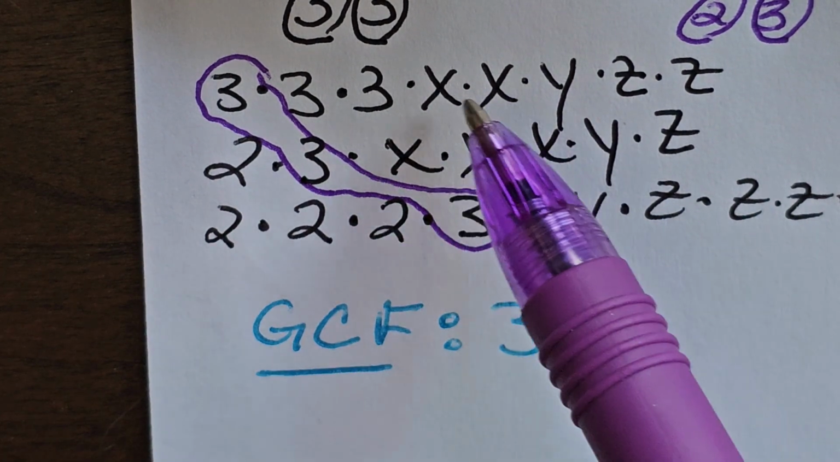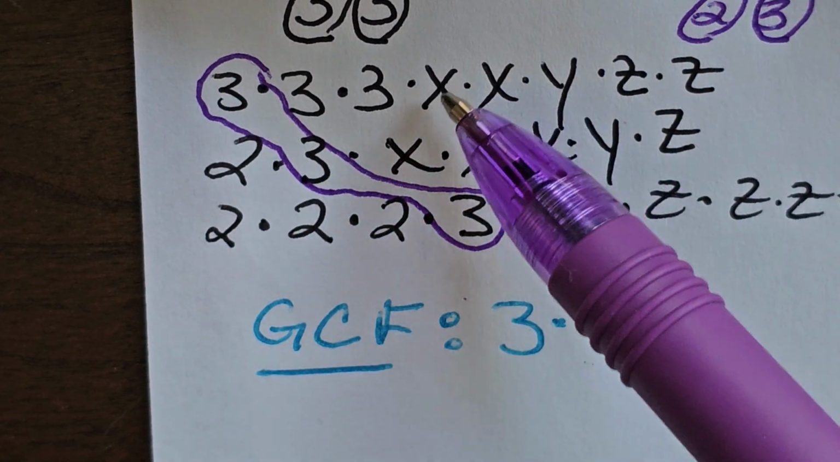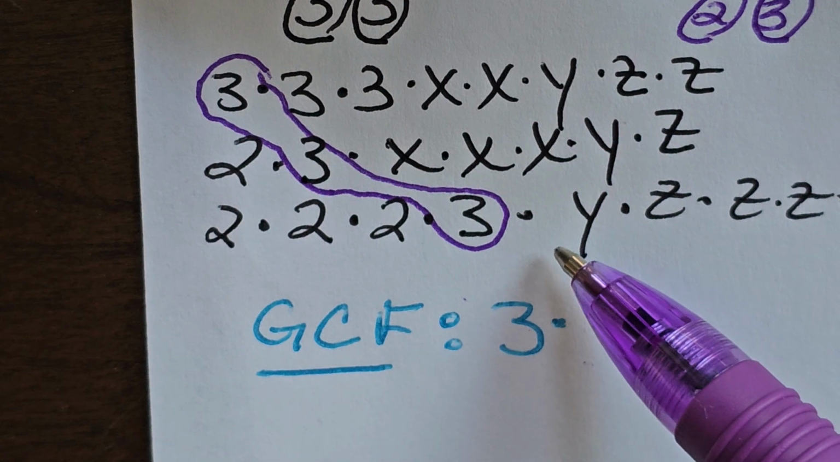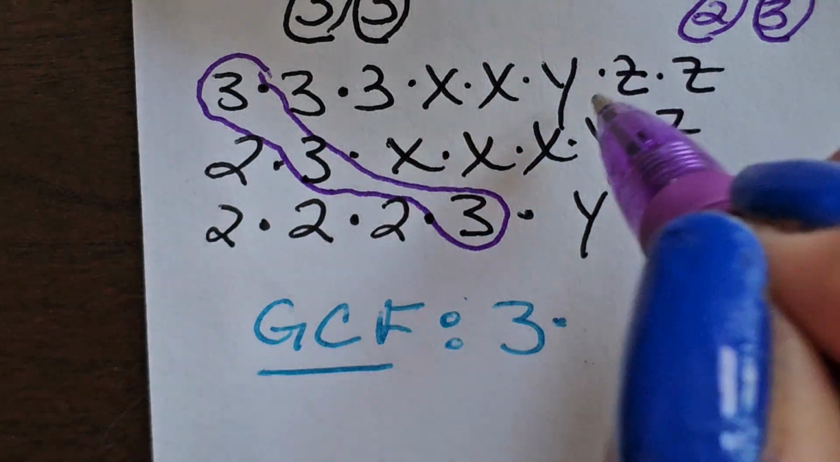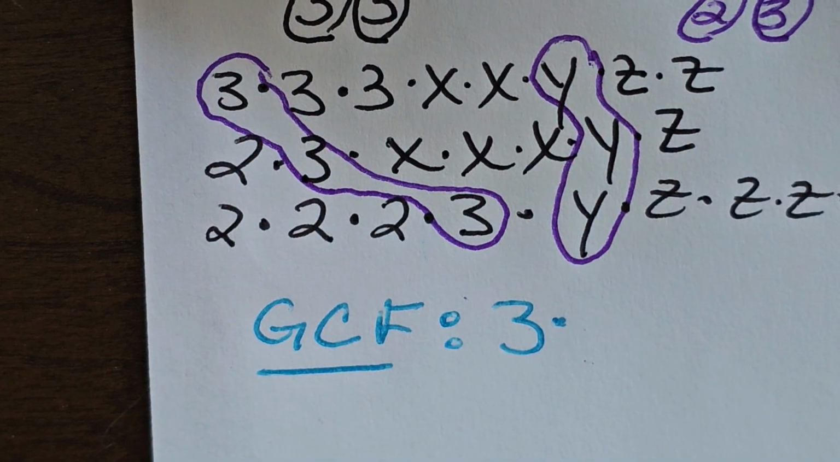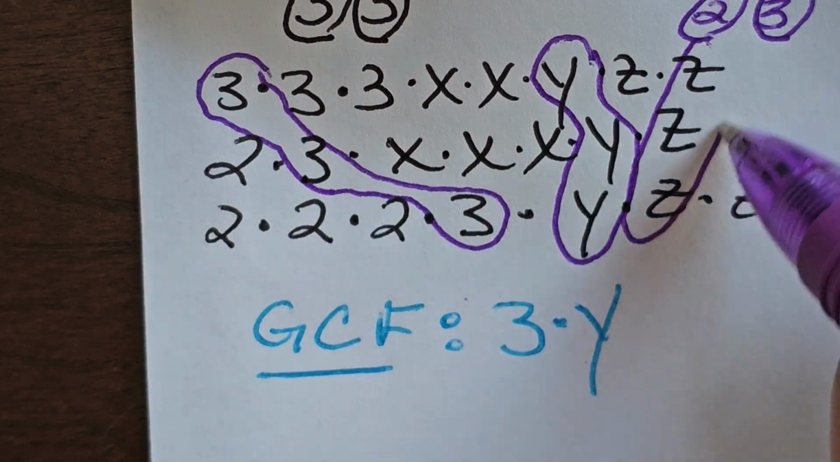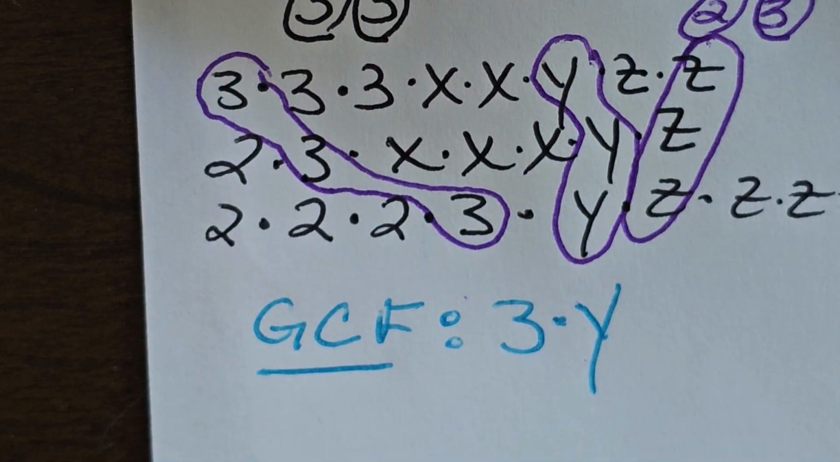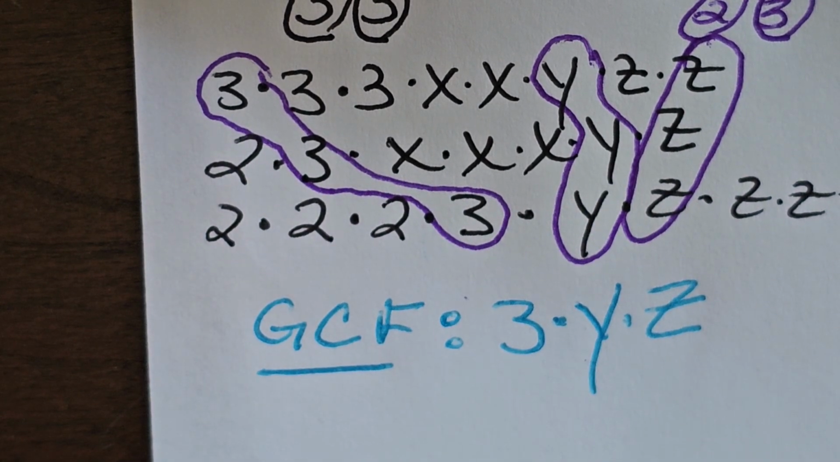Now, they have no more numbers in common, so let's start looking at our variables. There's a lot of x's. Do they all have an x in common? No. What's our next variable? Y. Do they all have a y in common? Indeed, they do. So we circle those. We write down our y. Then, do they have a z in common? Yes. All of them have a z in common. So there we go. So our greatest common factor, 3yz.